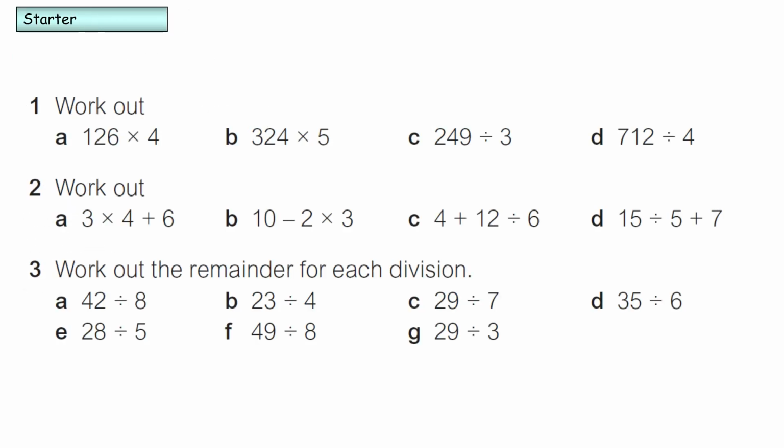Okay, so here's your starter. Before you hit pause, I want to see workings for all the questions. So on question 1a, I want to see proper multiplication done with columns. 126 times 4. So I want to see this sort of thing. Set it out like that and off you go. So hit pause now. Once you're done, hit play again. We'll go through these questions.